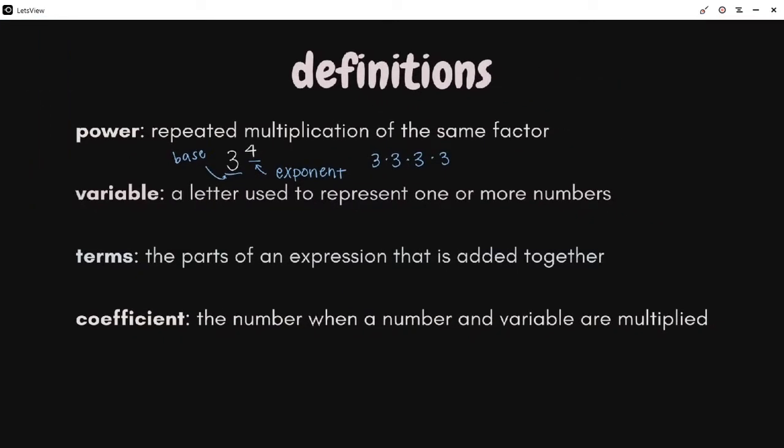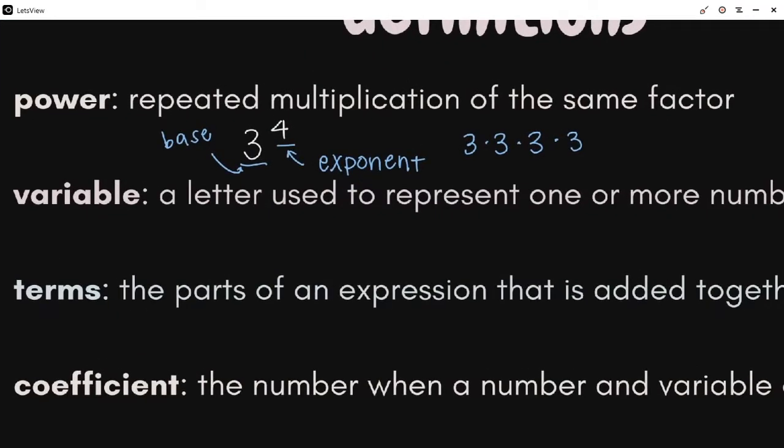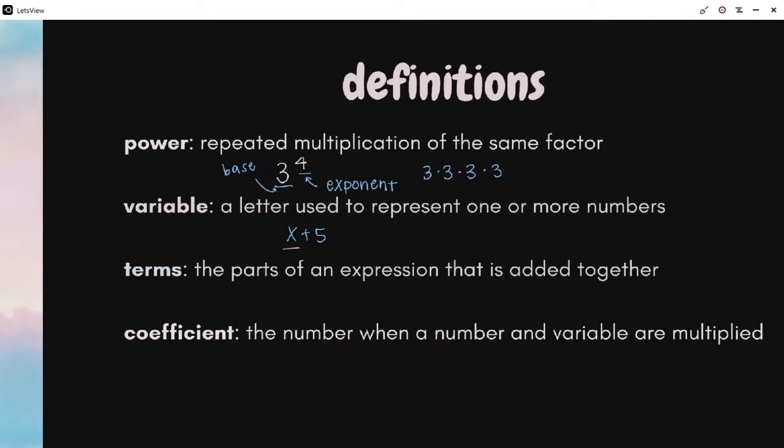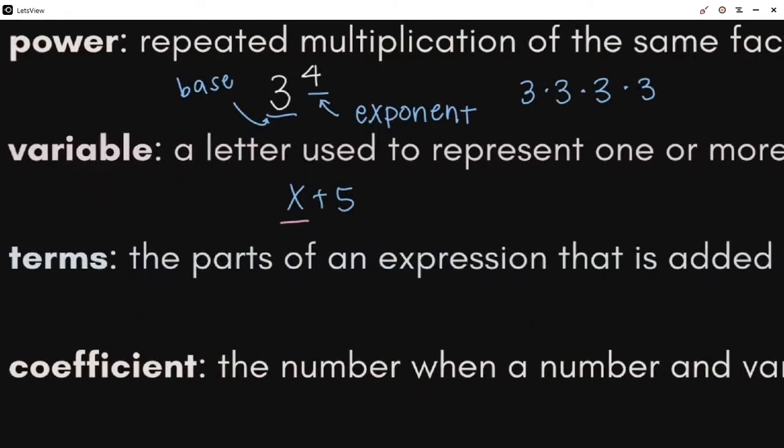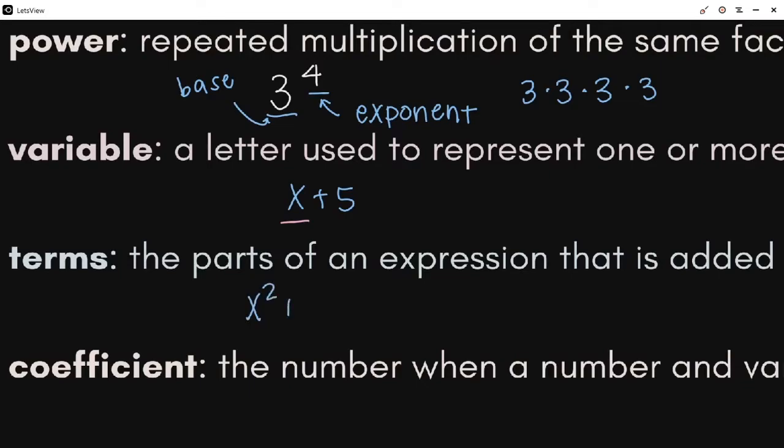Okay, a variable is a letter used to represent one or more numbers. So I'm sure you've seen this, but if you have like x plus 5, the x is the variable. Next we have terms. So this is the parts of an expression that are added together. So if we have x squared plus 2x minus 3, each of these, so x squared, 2x, and negative 3, those are all terms.